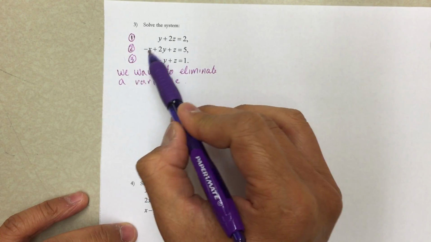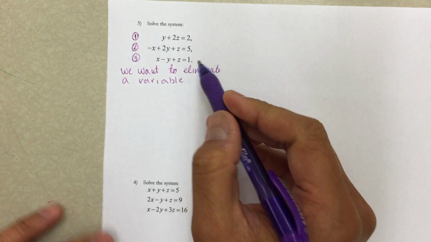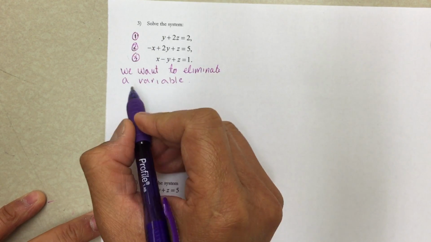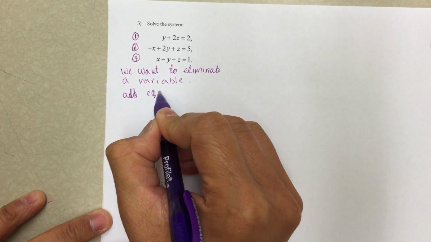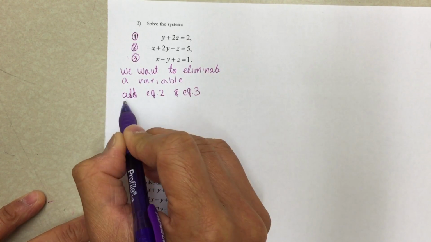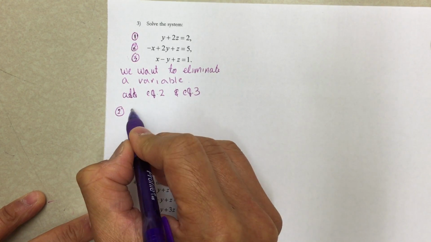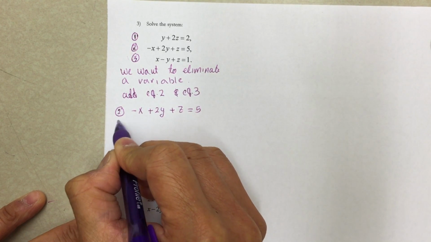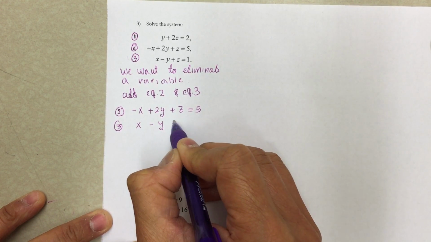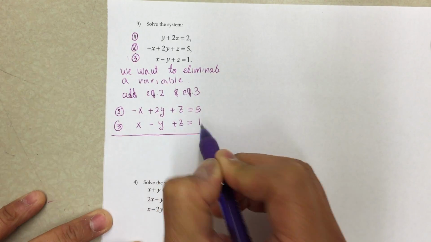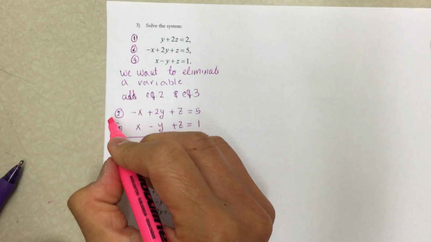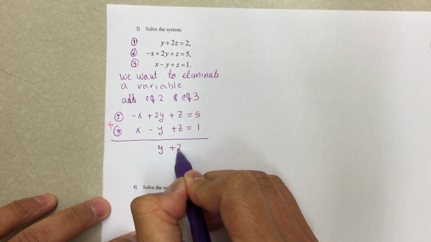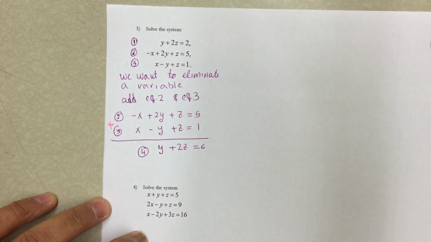As you can see, if I add these 2 equations together, then the x will disappear. So what I'm going to do is add equation 2 and equation 3 together so that the x can disappear. Here's equation 2. Here's equation 3. There are times that I subtract, there are times that I add, depending on what's given to me. So I'm going to add in this case. And as you can see, the x disappears. I get y plus 2z equals 6. I'm going to call this my equation 4.